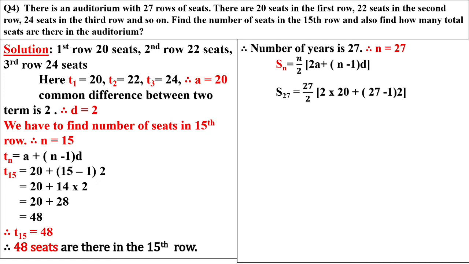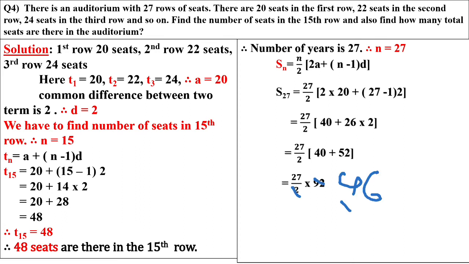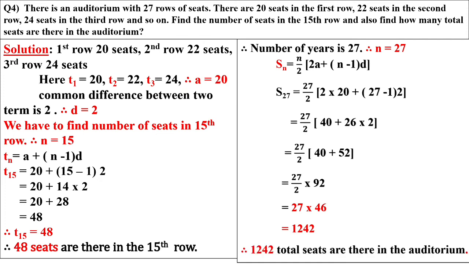First of all we will solve the bracket. 27 minus 1 we get 26. 2 into 20 we get 40. So here 26 times 2 is 52, plus 40 we get 92. Then 92 divided by 2 gives 46. So 27 multiplied by 46, what do we get, students? 1242. So the total number of seats in the auditorium is 1242.